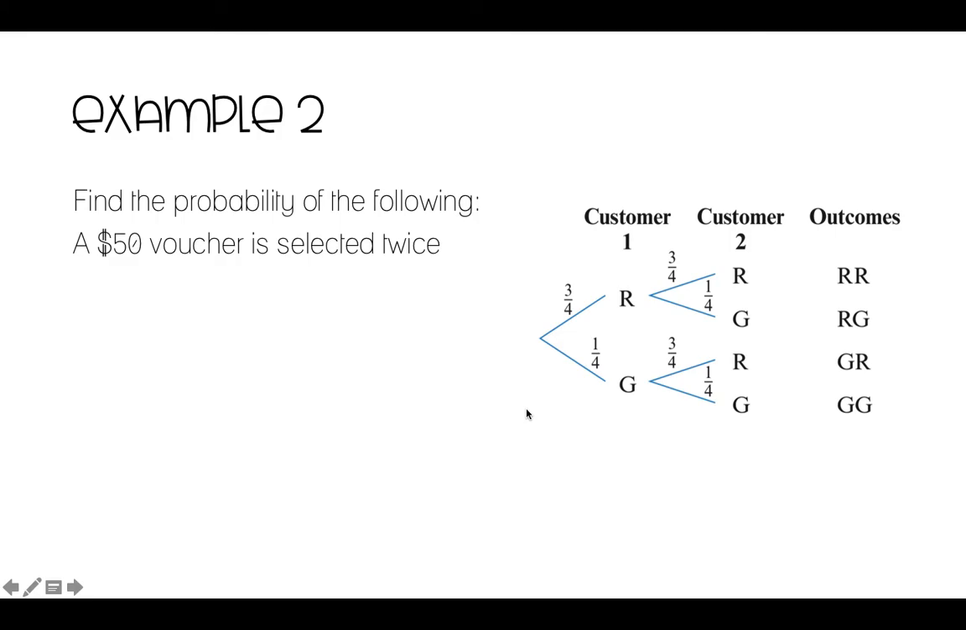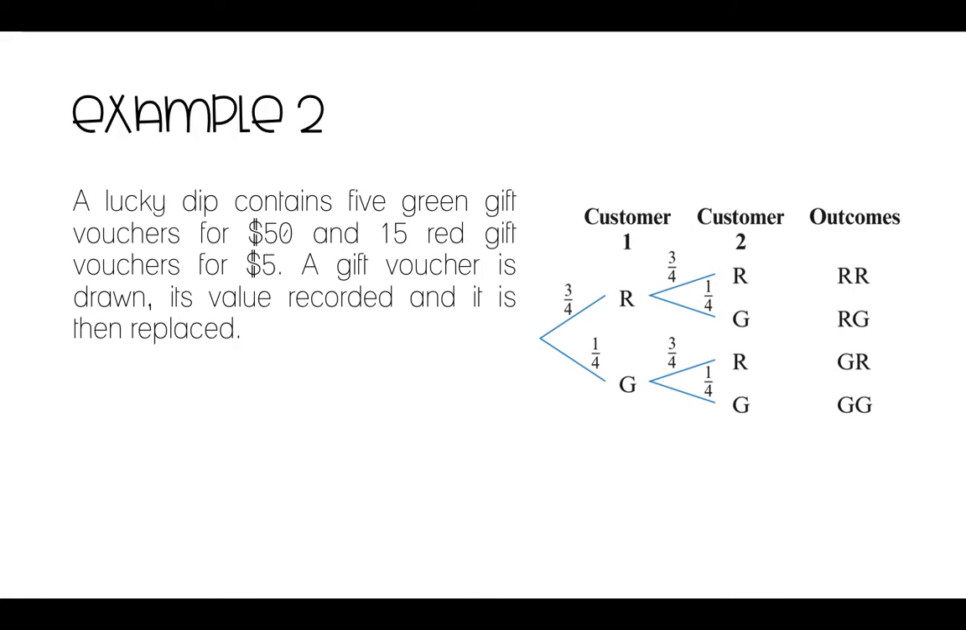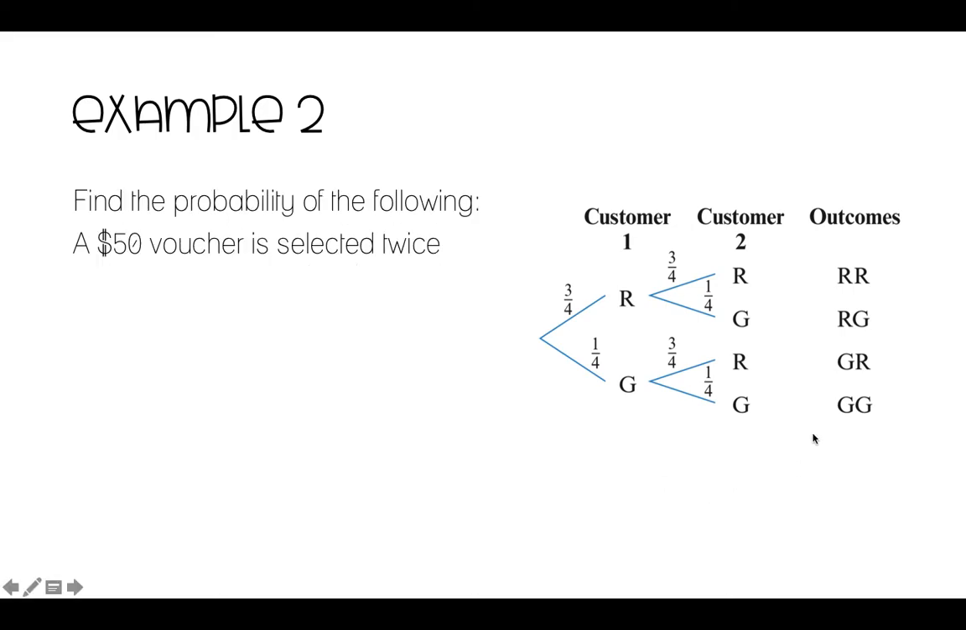So what is the probability of a $50 voucher being selected twice? So if we go back here, a $50 voucher is green. So in this case, we're looking at green and green. So we go probability of green and green equals 1/4 times 1/4. And remember with fractions, when you are multiplying fractions, you multiply the numerators and the denominators, so we end up with 1/16. So the probability of getting two $50 vouchers is 1/16.